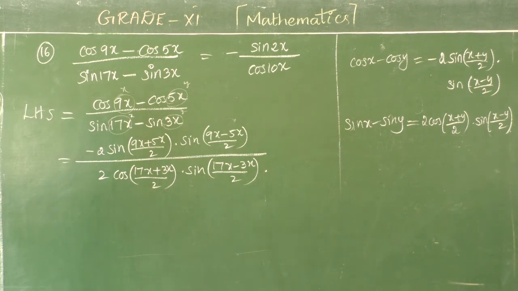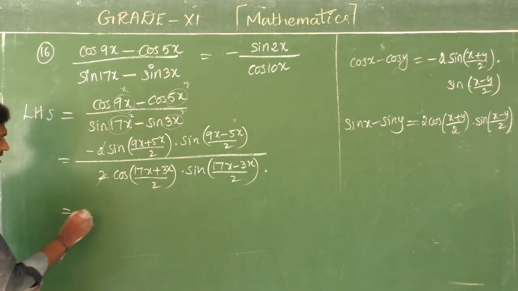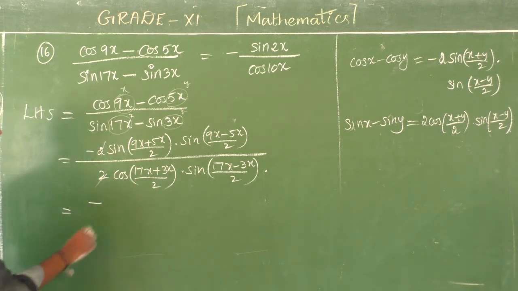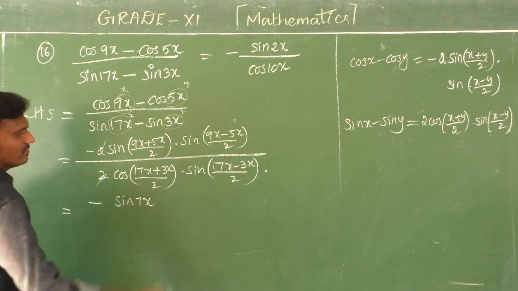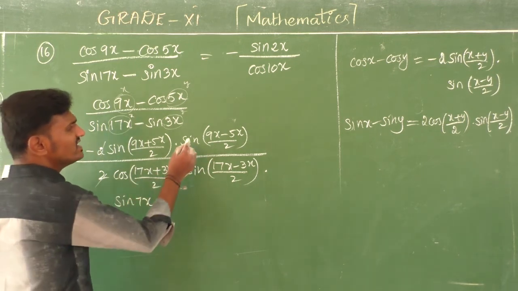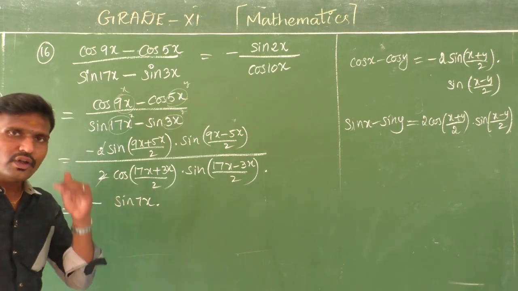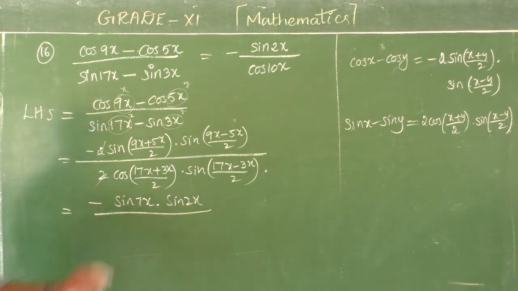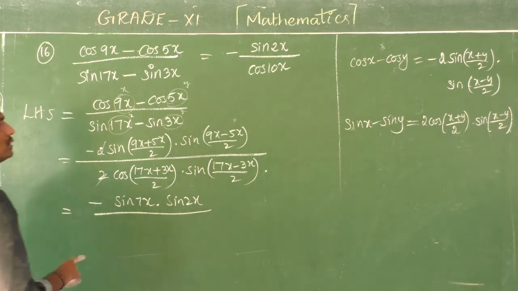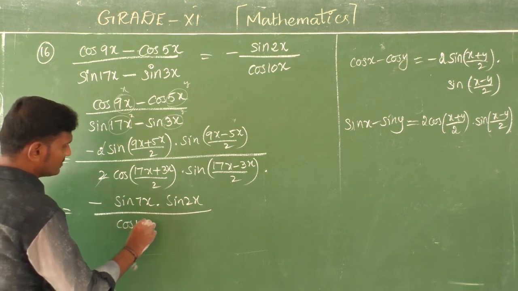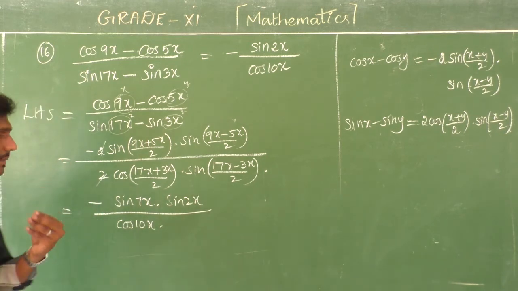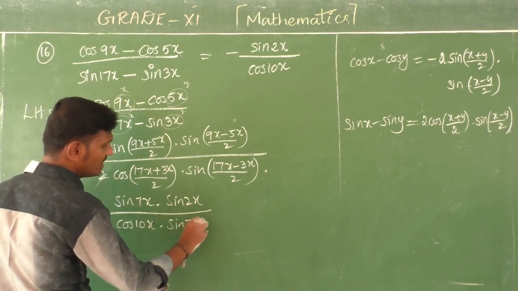Now simplify; the 2s cancel. Minus sin of (9x plus 5x) by 2: 14x divided by 2 is 7x, so sin 7x. Into sin of (9x minus 5x) by 2: 4x divided by 2 is 2x, so sin 2x. Whole divided by the denominator: cos of (17x plus 3x) by 2, 20x divided by 2 is 10x, so cos 10x. Into sin of (17x minus 3x) by 2: 14x divided by 2 is 7x, so sin 7x.